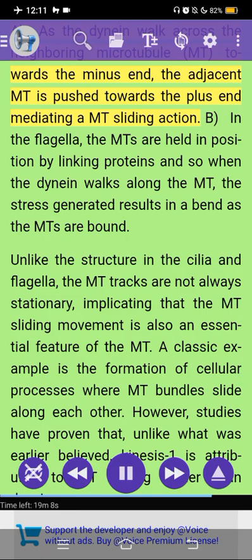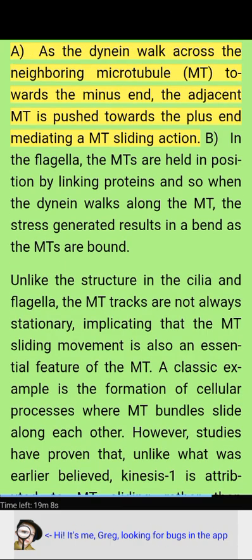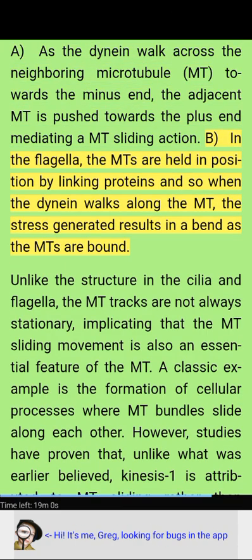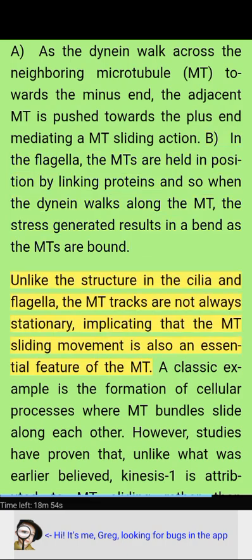A. As the dynein walks across the neighboring microtubule towards the minus end, the adjacent MT is pushed towards the plus end, mediating an MT sliding action. B. In the flagella, the MTs are held in position by linking proteins, and so when the dynein walks along the MT, the stress generated results in a bend as the MTs are bound.